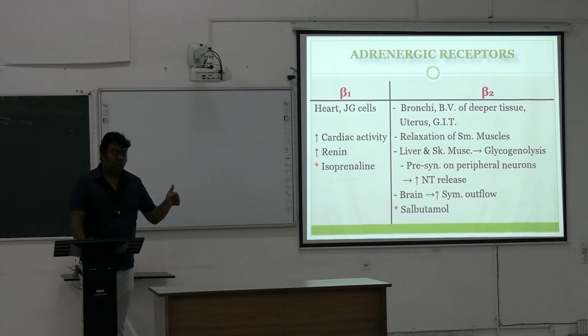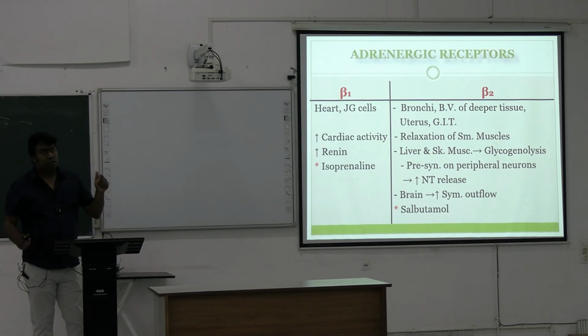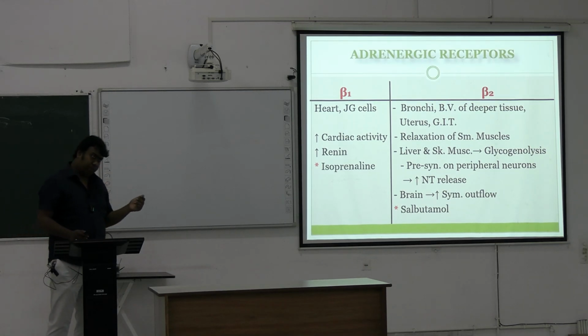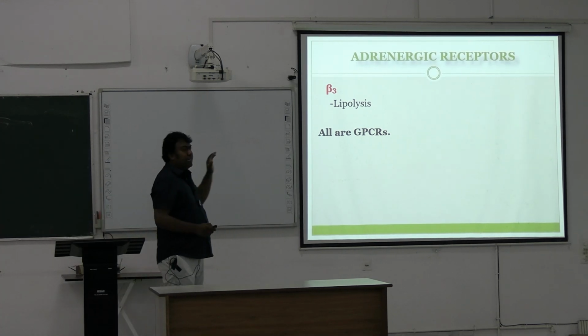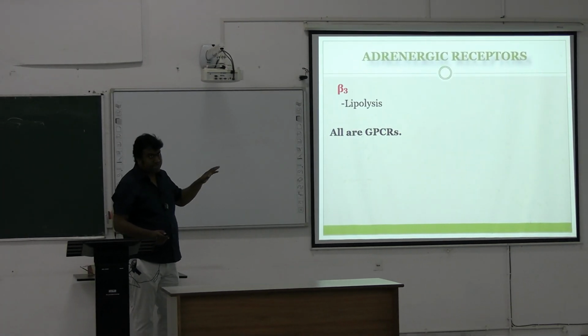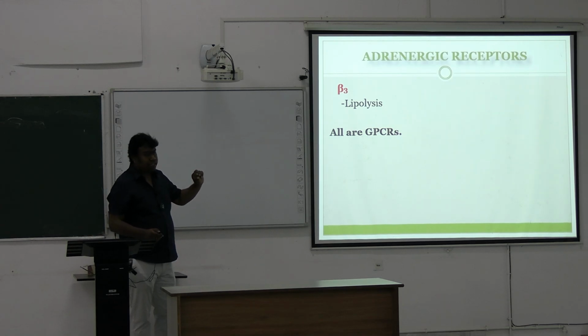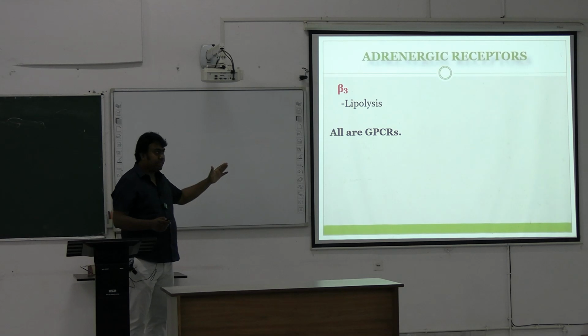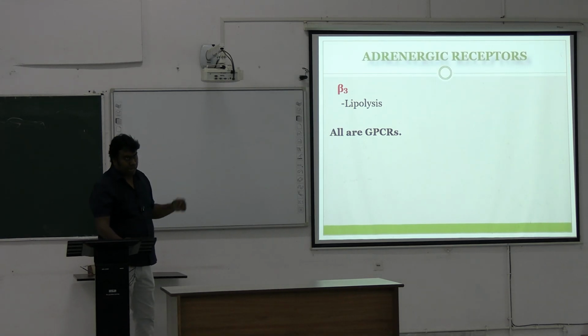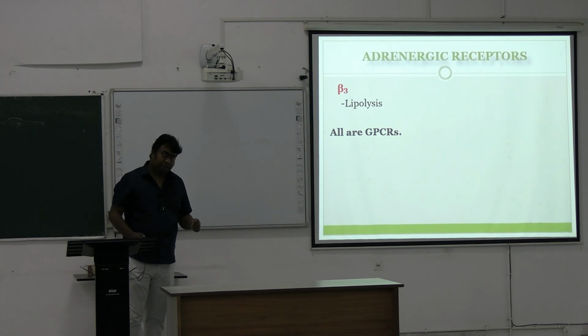Clear? Alpha 1, alpha 2, beta 1, beta 2, and which drugs specifically stimulate only alpha 1, only alpha 2, only beta 1, only beta 2. Now beta 3 results in lipolysis. For beta 3 there is no specific agonist, but stimulation by adrenaline and noradrenaline results in lipolysis. All these receptors, alpha 1, alpha 2, beta 1, beta 2, are G-protein coupled receptors. Everyone okay?